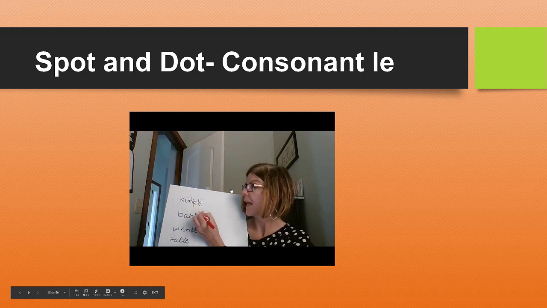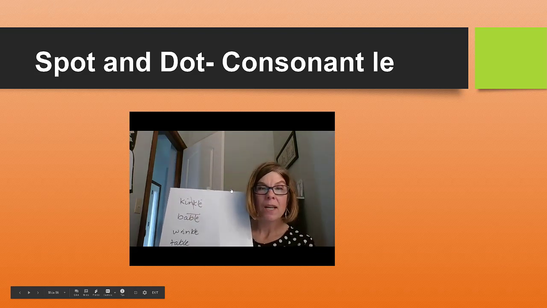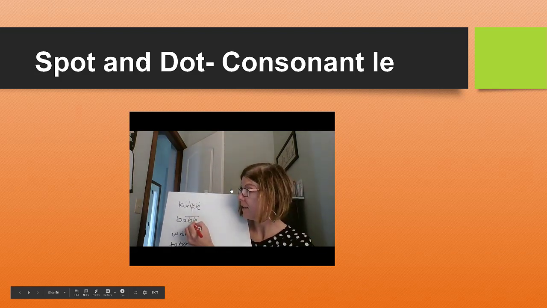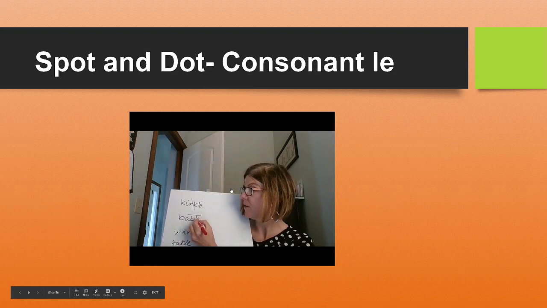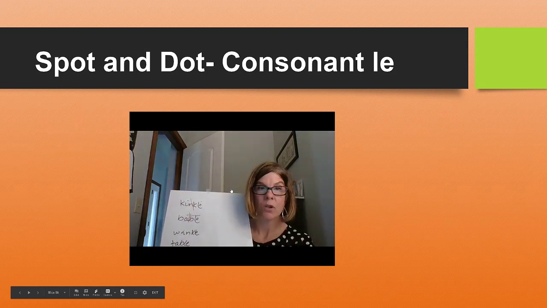I'm going to spot and dot my A and my E and draw a line. Now, when I look at this word, I backtrack again, and I know that I have to have the B, the L, and the E. So I'm going to divide this word right here, and this word would be Babel.